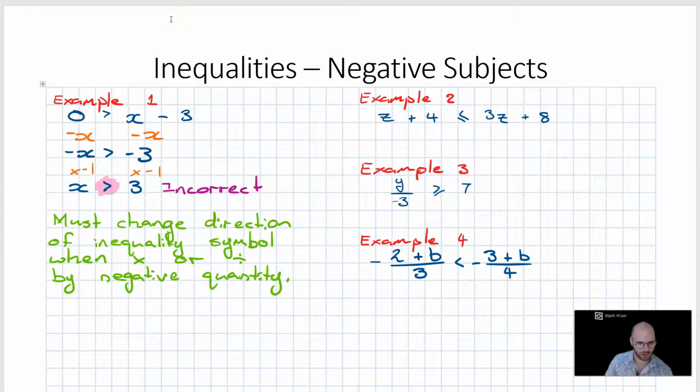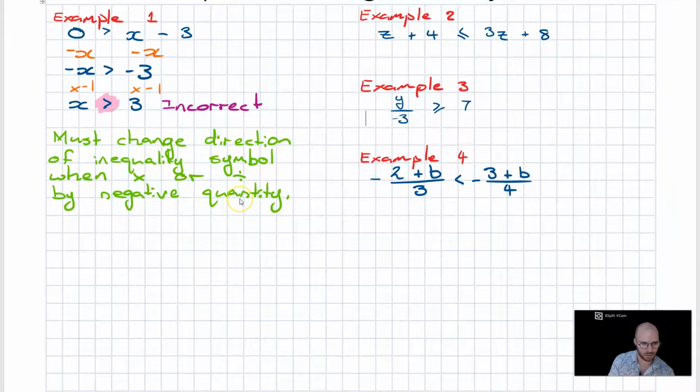So what does that all look like in practice? Well, we're going to go negative x is greater than minus 3. We will multiply both sides by negative 1, and then we're going to change the orientation of the symbol. So when negative x is greater than negative 3, well, x is less than 3. So this would be our solution here.